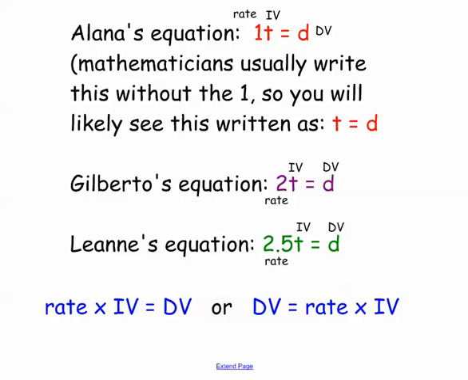But Gilberto's equation doesn't work like that. He has a walking rate of 2 meters per second. So we would multiply 2 times t, or times the time every time, to get his distance. And Leanne's is 2.5 times the number of seconds walked. So 2.5t equals d. And notice that all three of those equations represent the rate times the independent variable equals the dependent variable. But you can turn that whole statement around and say the DV equals the rate times the IV.